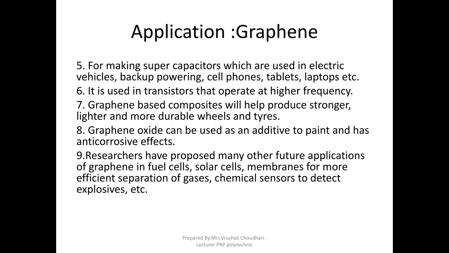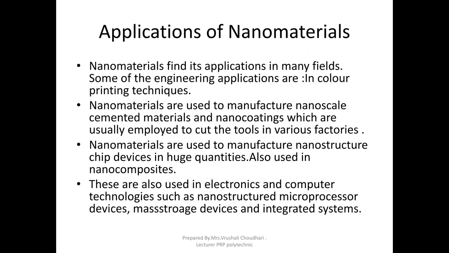Other applications are proposed by researchers in the sectors of fuel cells, solar cells, and making separation sensors to detect explosives. Nanomaterials are used from pharmaceuticals to military purposes. They are used for manufacturing nano-cement material and nano coating material used in various factories. They are also used for producing microchips in huge quantities.